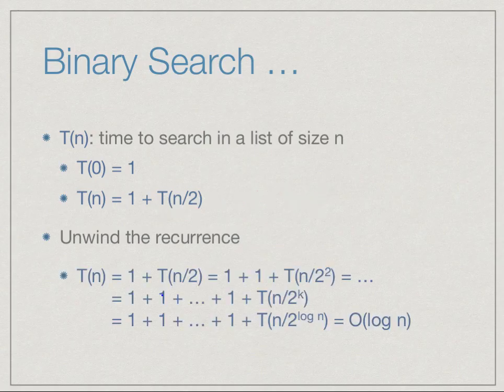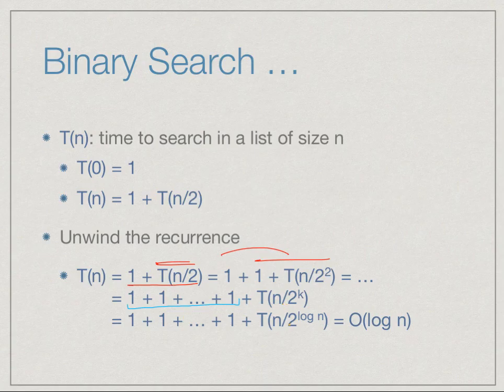So if we start with 1 plus t of n by 2 and I expand this, then I get 1 plus 1 plus t of n by 2 squared. And in this case, I'll again get 1 plus 1 plus 1 plus t of n by 2 cubed. So in general, after k steps, we will have 1 plus 1 plus 1, k times, and t of n by 2 to the k.